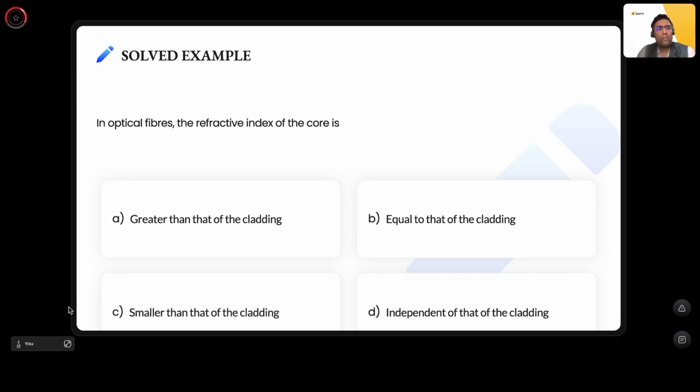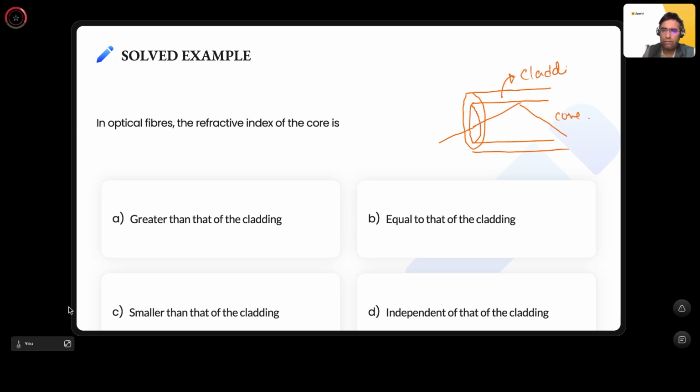Again, optical fiber पर एक theoretical question है. So we know that optical fiber ऐसे कुछ होता है, and it has got layers like this. ये जो inner part होता है जहाँ से कि light travel करता है, that is the core. So it is the core, and इसका एक protective layer होता है, उसको बोलते हैं cladding.